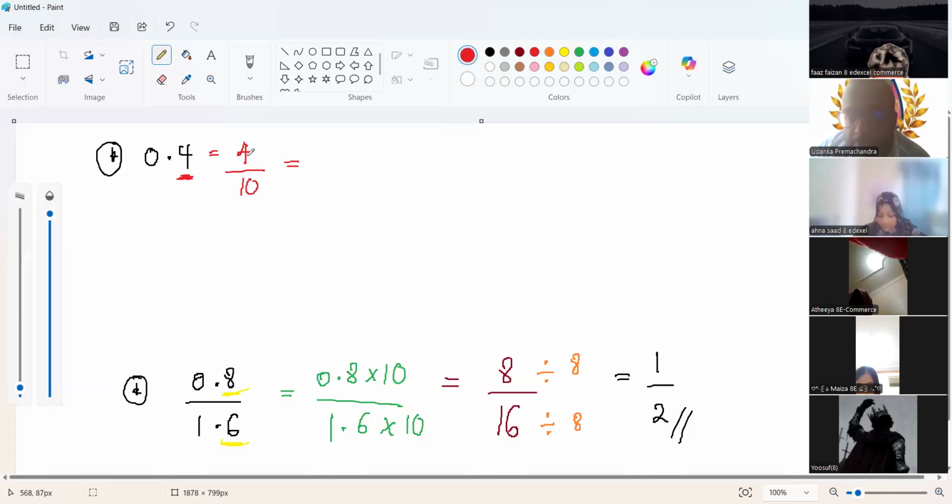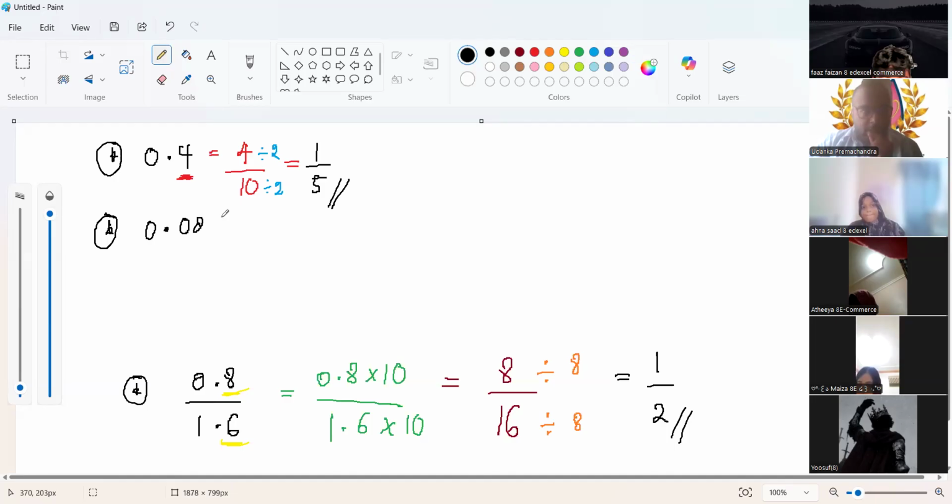So can you simplify this one? Both can be divided by 2. Yes, great. So you can write it as 1 over 5. Shall we write? Yes, write down.